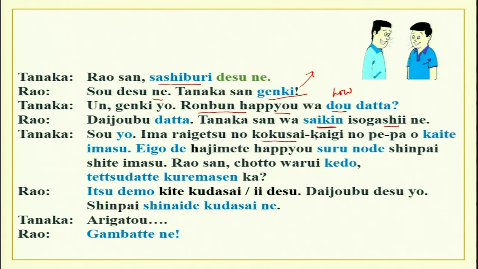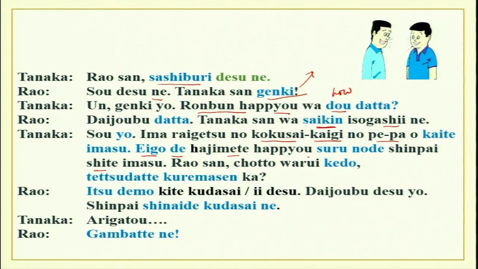Ima raigetsu no kokusai kaigi no paper wo kaite imasu. So, kokusai is international, kaigi no paper wo kaite imasu. Eigo de hajimete happyo suru no de, shimpai shitemasu. Eigo is English, de in English, hajimete first time, happyo is presentation. Suru no de, no de is kara, which is reason. So, shimpai shite imasu. So, I am a little worried.